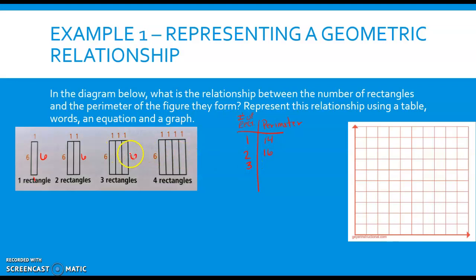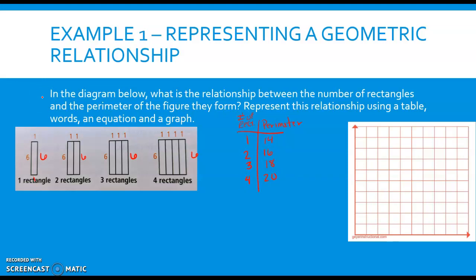For 3, again, we have the 12. 6 plus 6 is 12. 13, 14, 15, 16, 17, 18. So we have 18 as our perimeter. And then for 4 rectangles, our two 6s make 12. So 12, 13, 14, 15, 16, 17, 18, 19, 20. So those are my perimeters for what we have in our picture.